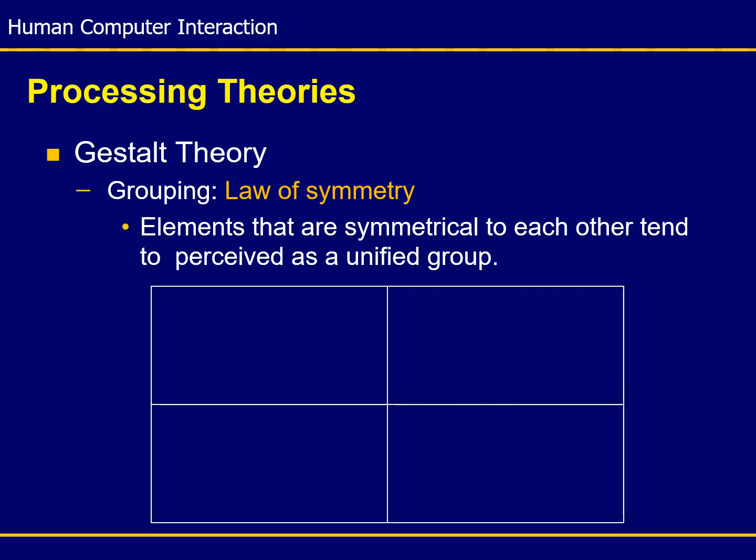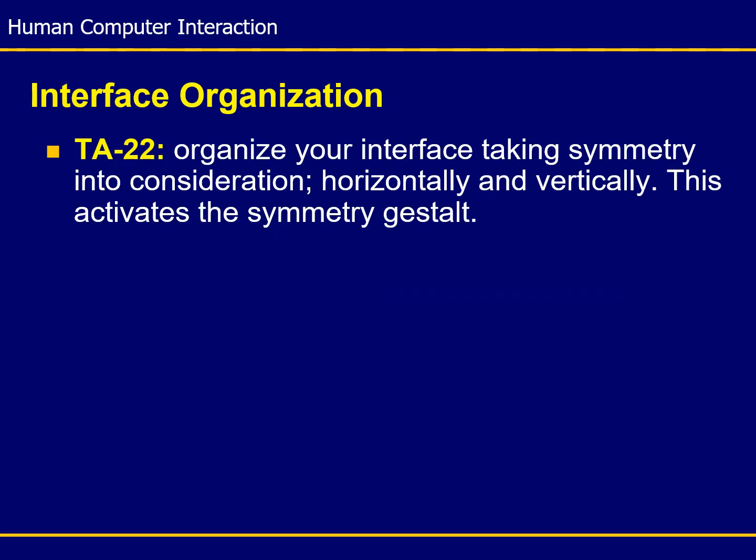Now, the idea of symmetry can be easily implemented by employing a grid system. You draw a grid, divide the screen into four quadrants, and then continuously divide each quadrant into a further four quadrants, nested, and so on. And then you fill in the content, so you get this effect of being perfectly symmetrical. So the takeaway: organize your interface taking symmetry into consideration horizontally and vertically, and this will activate the symmetry gestalt. As I mentioned, this is one of the main measures of aesthetics, of being beautiful, that you have symmetry in place.